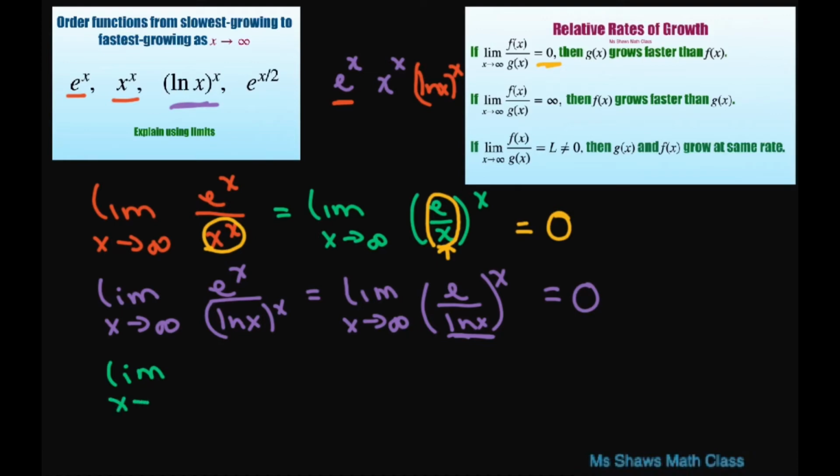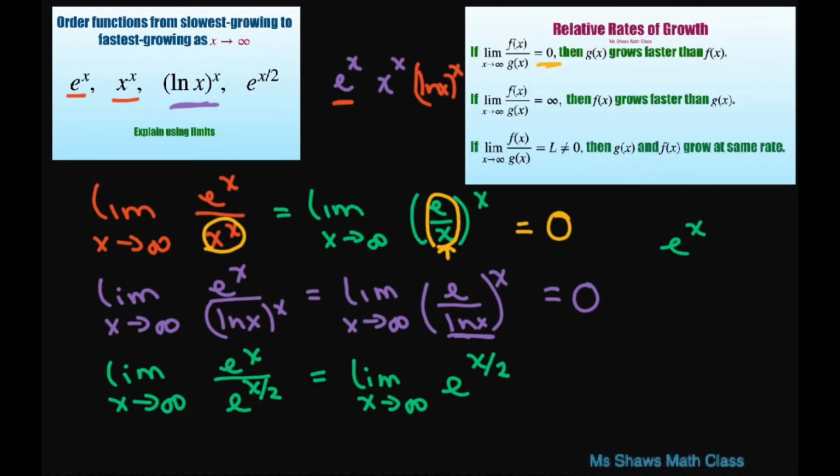So that's e to the x to e to the power of x divided by 2. Now this is going to equal the limit as x approaches infinity of e to the power of x divided by 2, because this is e to the x power minus x divided by 2.